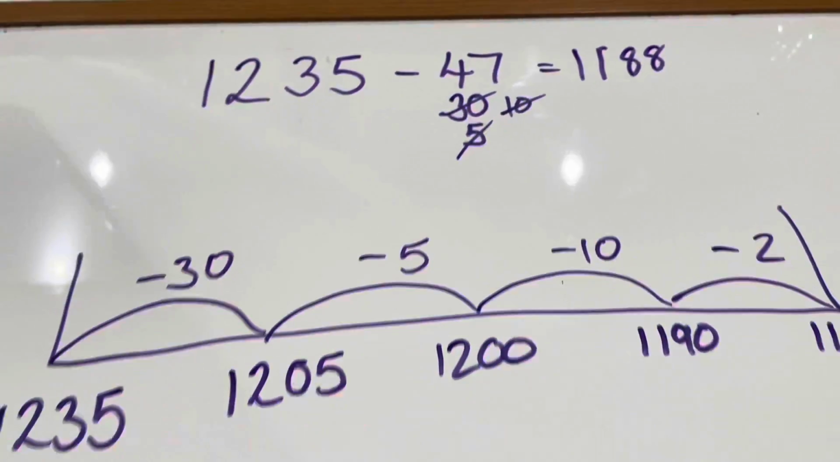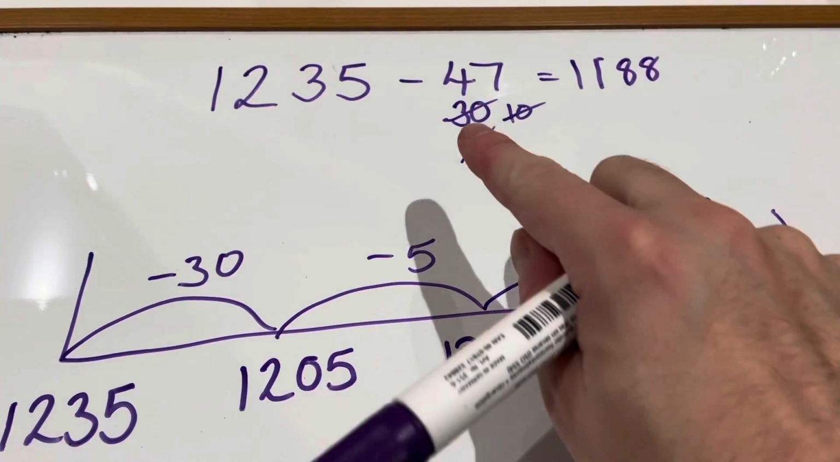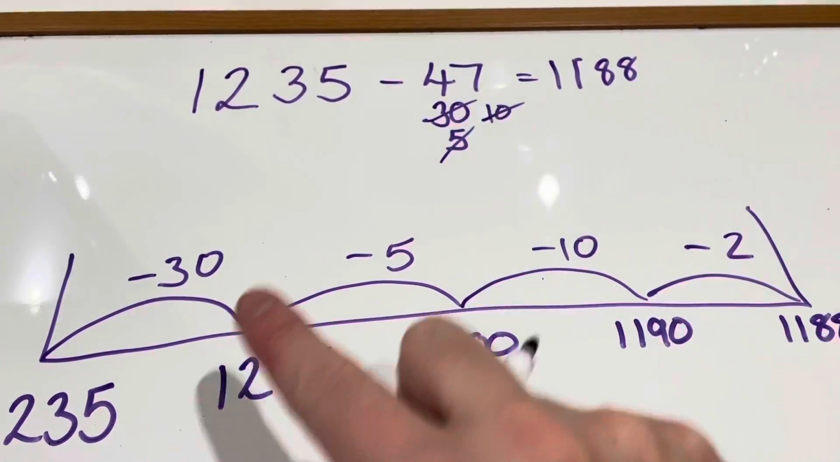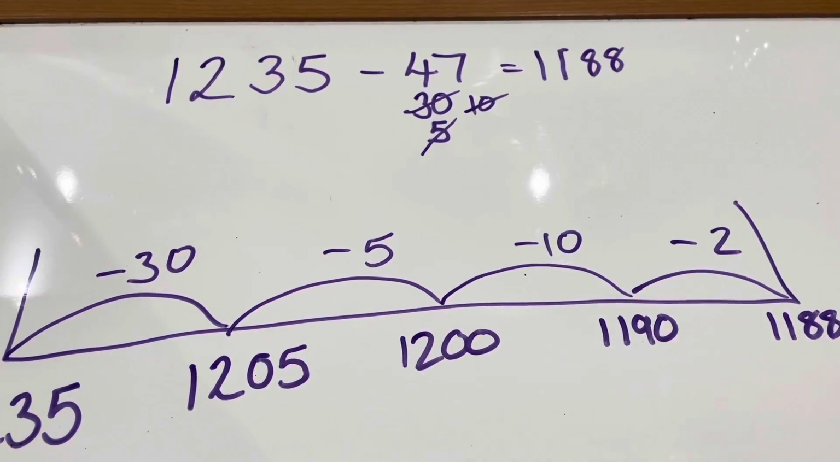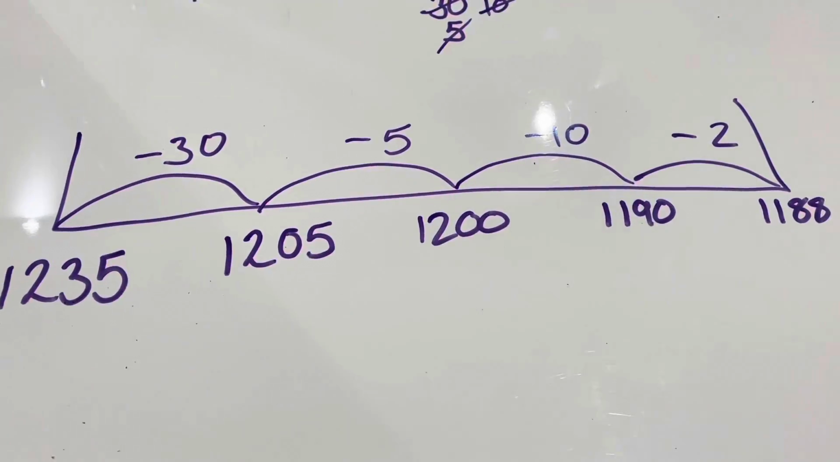1,188. Okay, let's go through the steps again. Start in a large value. Take away this smaller value in chunks. How you do that is up to you. I've tried to work to zeros because I know that's a friendly number and that's just how my head works.